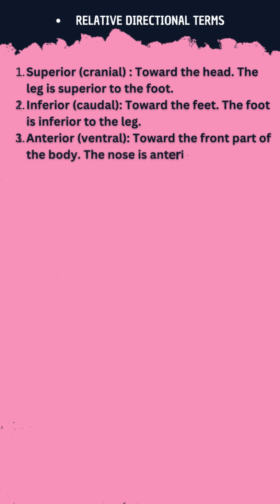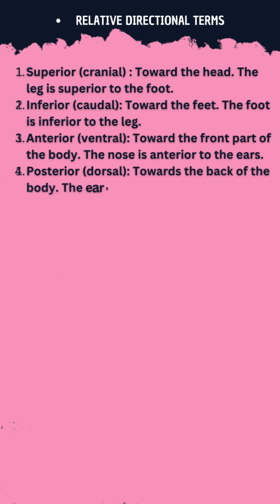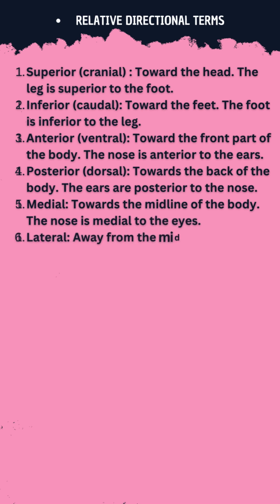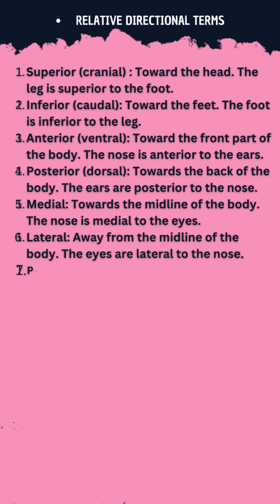Example is the nose is anterior to the ears. Posterior or dorsal means towards the back of the body. Example is the ears are posterior to the nose. Medial means towards the midline of the body. Example is the nose is medial to the eyes. Lateral means away from the midline of the body. Example is the eyes are lateral to the nose.